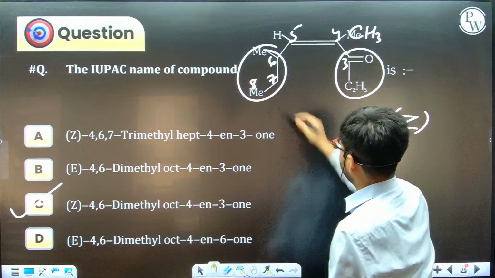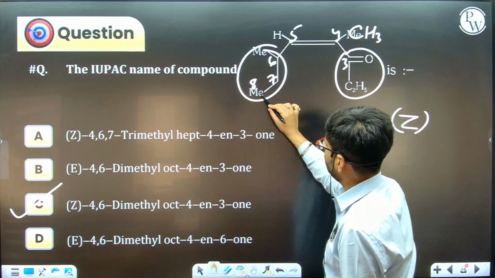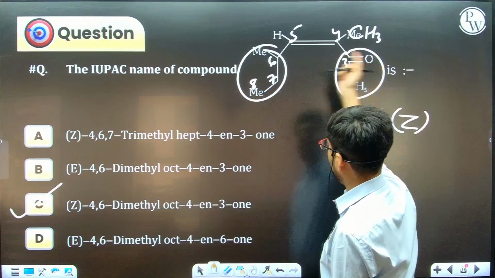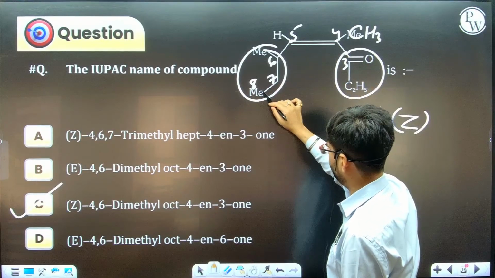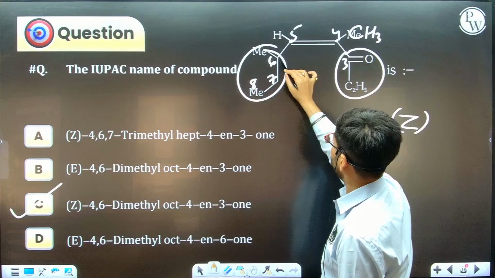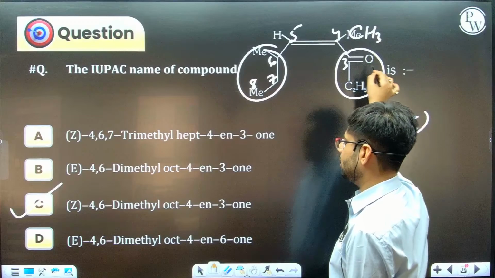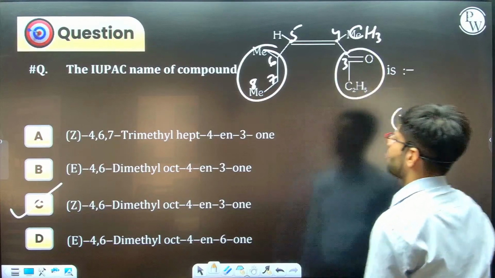Now see, do not make this mistake. Do not start numbering from here, because if you start numbering from this carbon, then the position of the ketone will be higher. So let's do it and prove it. 1, 2, 3, 4, 5, 6. Then the ketone will appear at the 6th position. That's wrong.